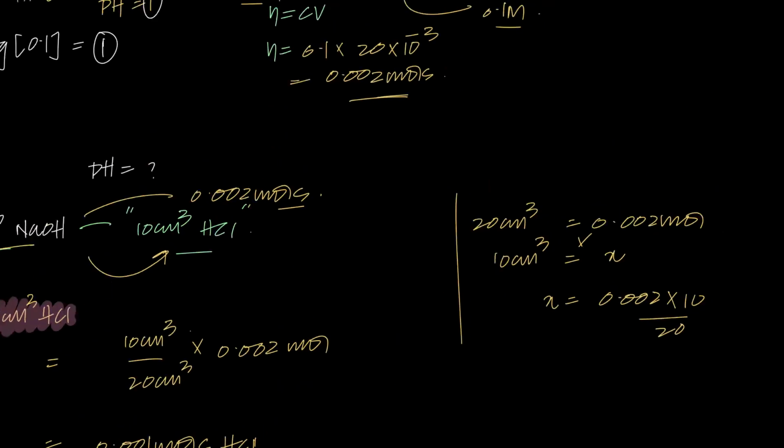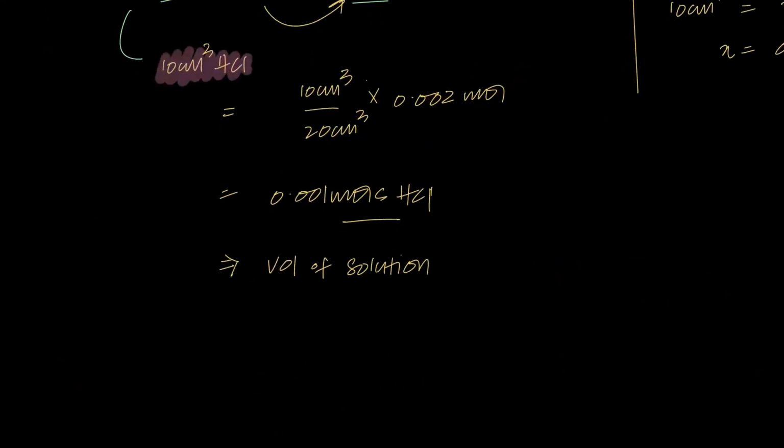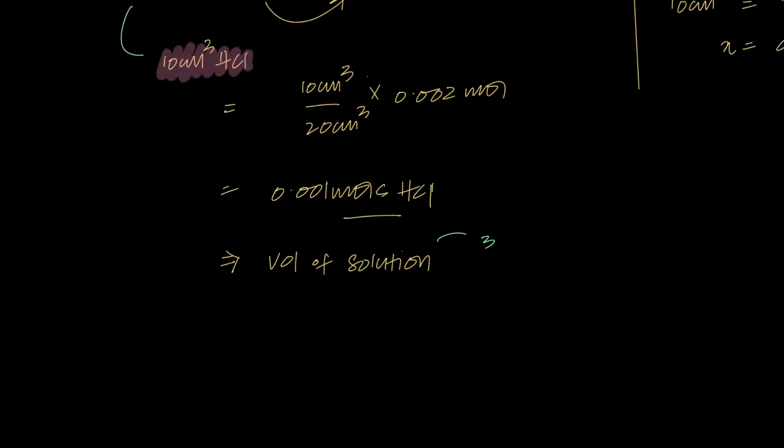Please understand that initially you had 20 cm cube of acid, but you added 10 more cm cube of NaOH. So what would be the volume of the solution? The volume of the solution would now increase by 10. It would now not be 20 cm cube, it would be 30 cm cube, right? 20 plus 10. 20 was the initial, 10 was more NaOH that you added. So the volume of the solution now is 30 cm cube. And voila, we can find something from this.